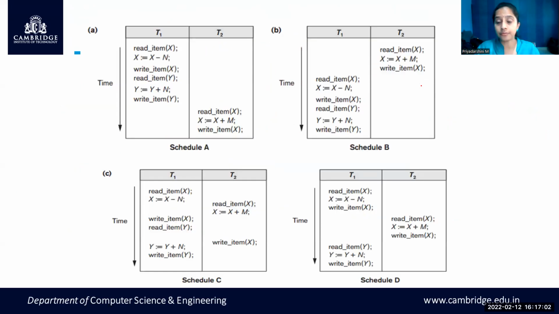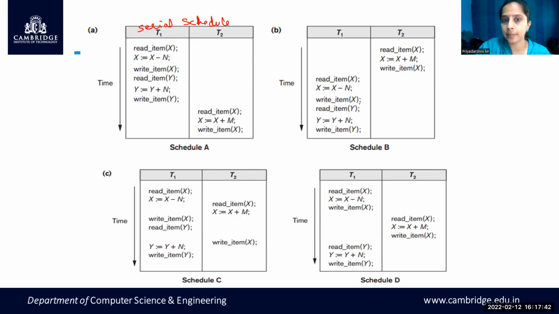Now, this is a schedule they have given. Schedule A. What kind of a schedule is it? Serial or interleaved? Schedule A is a serial schedule. We call this a serial schedule.